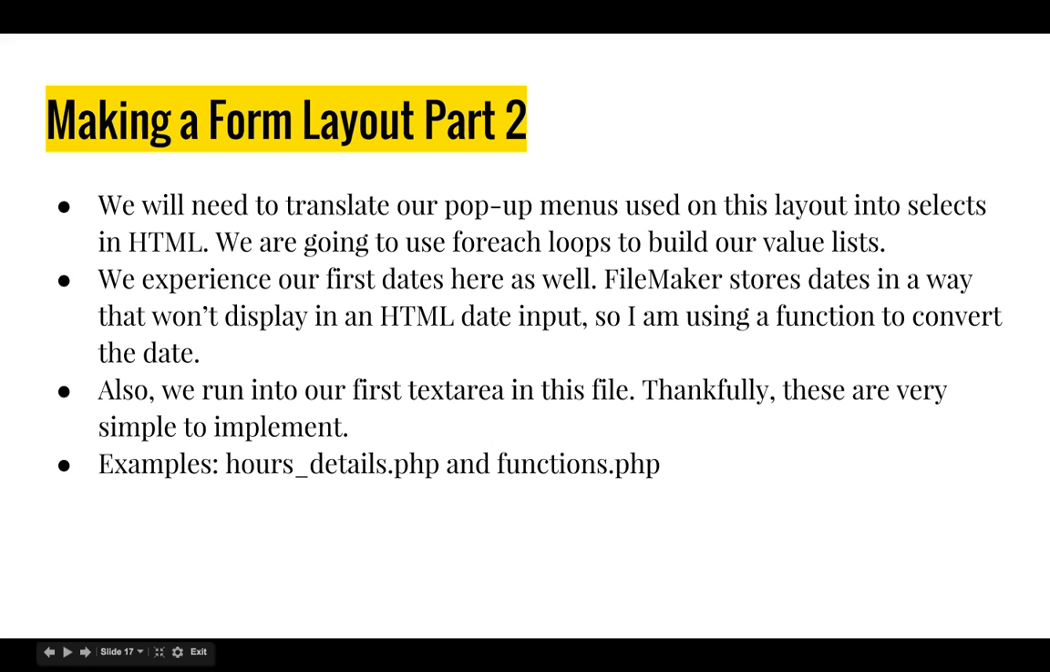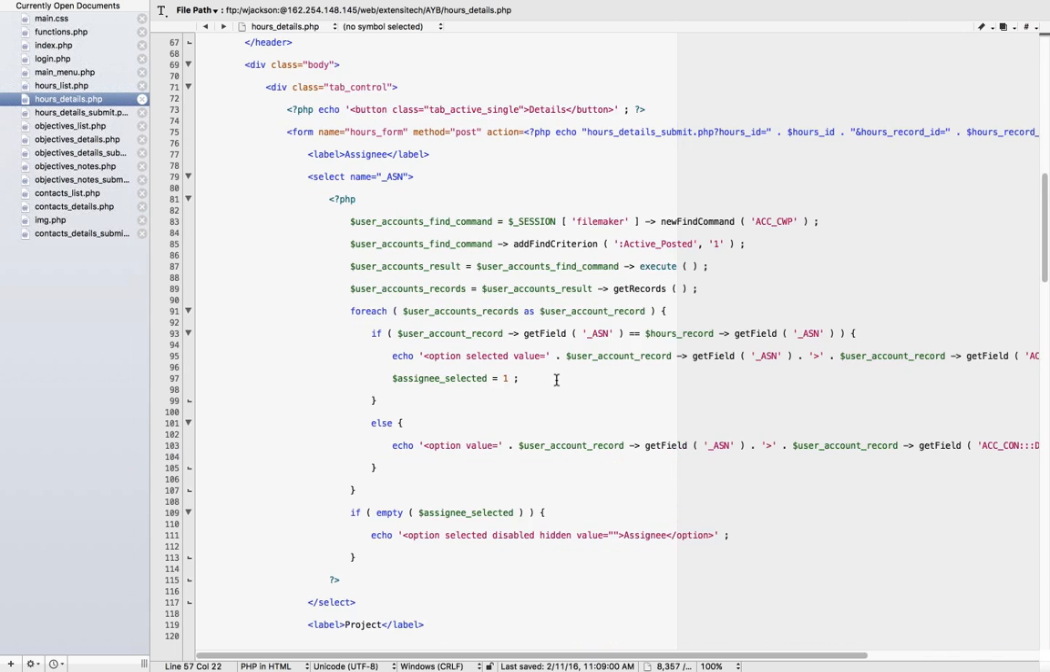So we're going to need to translate our pop-up menus used on this layout into selects in HTML. We're going to use for each loops to build our value lists. We experience our first dates here as well. FileMaker stores dates in a way that won't display in an HTML date input, so I'm using a function to convert the date. Also, we run into our first text area in this file, thankfully, these are very simple to implement.